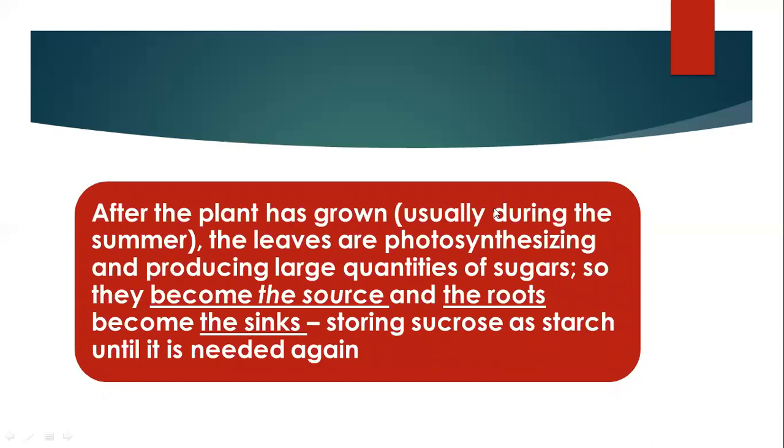After the plant has grown, usually during the summer, the leaves are photosynthesizing and producing a large quantity of sugar. So leaves are becoming the source, and the roots become the sink. So always think about the direction of fluid movement inside the phloem according to source and sink, where sink means where the fluid is going.